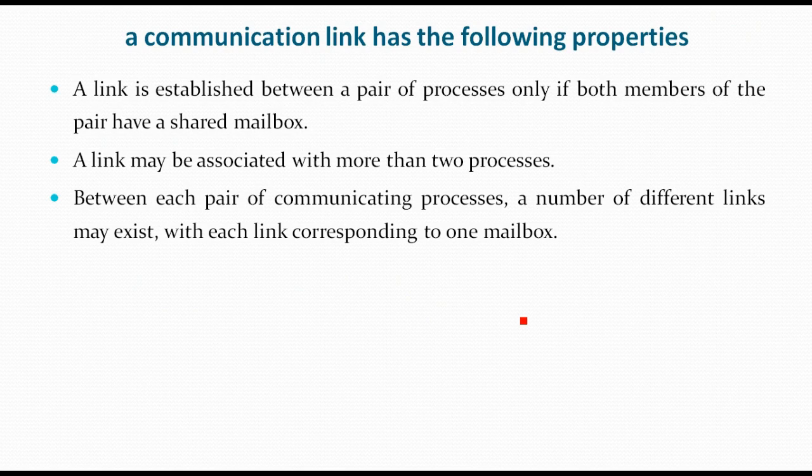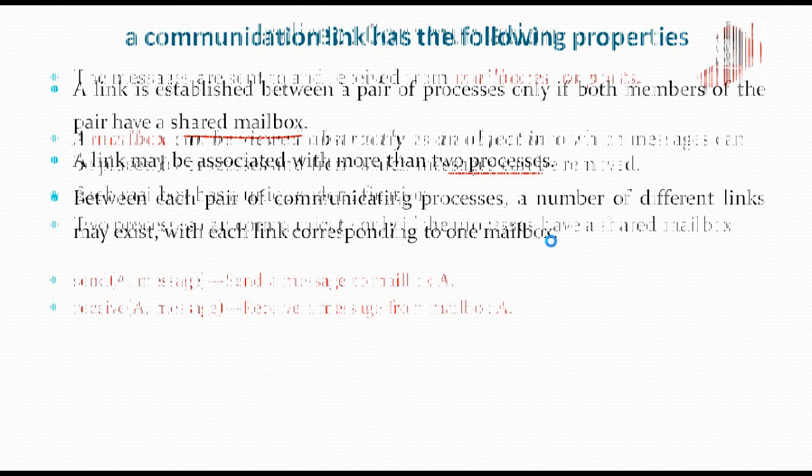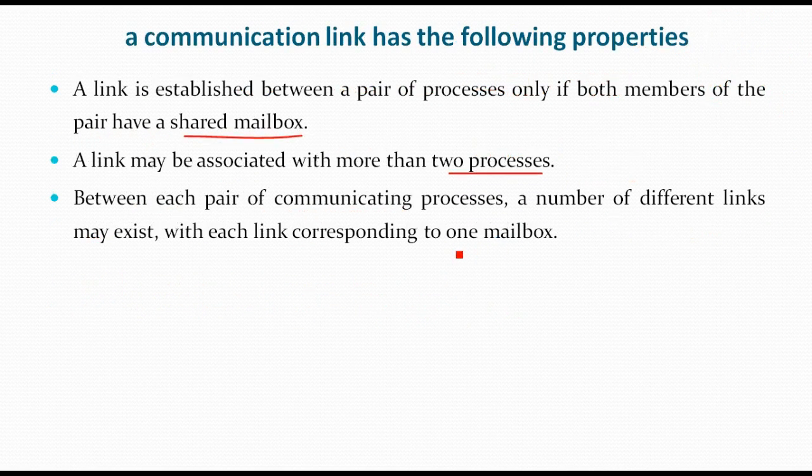Okay, now here a communication will have some of the following properties. A link is established between a pair of processes only if both members of the pair have a shared mailbox. A link may be associated with more than two processes, and between each pair of communicating processes a number of different links may exist, with each link corresponding to one mailbox.